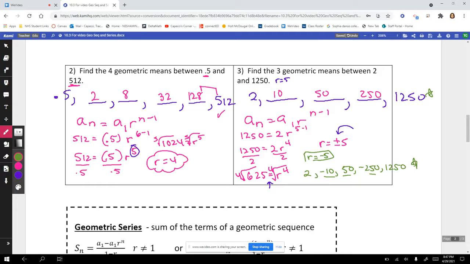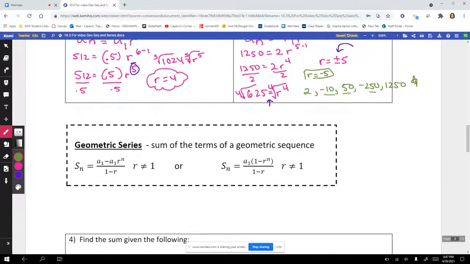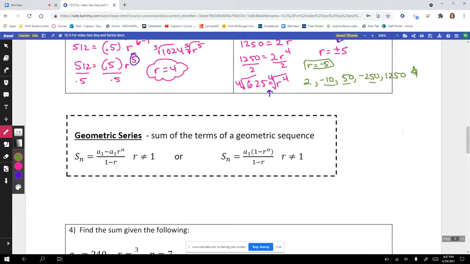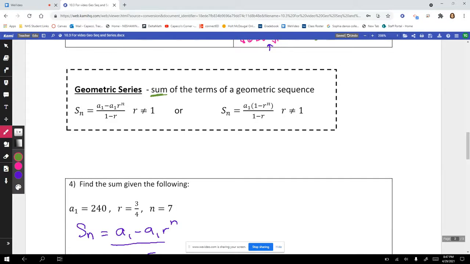The sequence is numbers in order, right? Now we're going to talk about the series, which talks about the sum. Now, we have a formula. This is the series formula when we're dealing with a sum.